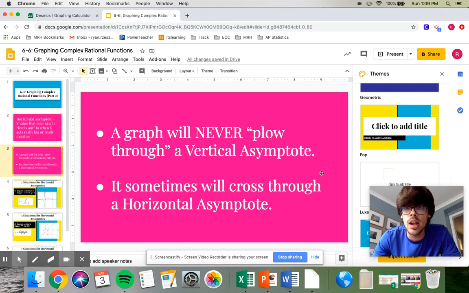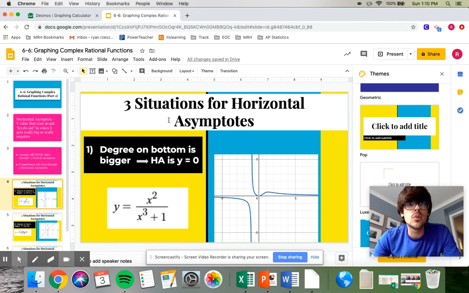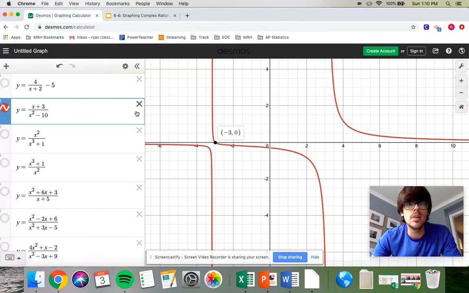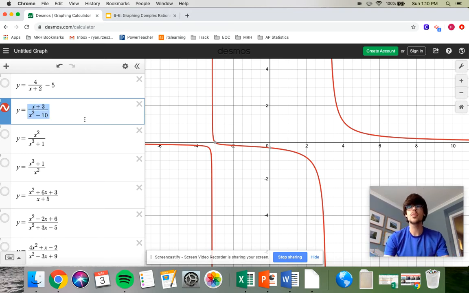You can never, ever, ever plow through a vertical asymptote, but a horizontal asymptote you can hit as long as you work towards it in the ends, and that's not too big of a deal. All right, so with that out of the way, we are going to go ahead and look at 3 different situations for where my horizontal asymptote is going to be. And I'm going to get to that in my examples. This first example right here that I have highlighted leveled out at y equals 0 on the very ends of the graph. The right side and the left side both leveled out at 0.